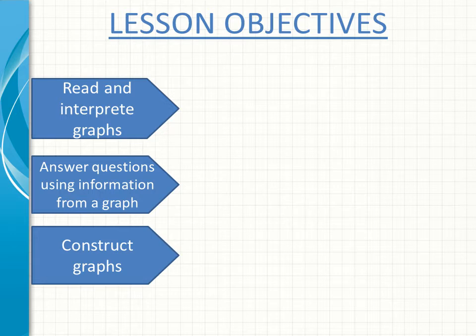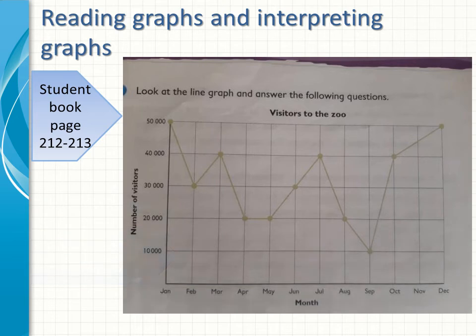Now the lesson objective for today is to read and interpret graphs, which we've been doing since yesterday, and we also would look at the information on graphs and see how we can answer the questions. And thirdly, we will try to see if we can construct graphs on our own. I'll guide you into doing that and we'll make an attempt to do that. Now let's get into the lesson. So let's study together, students.